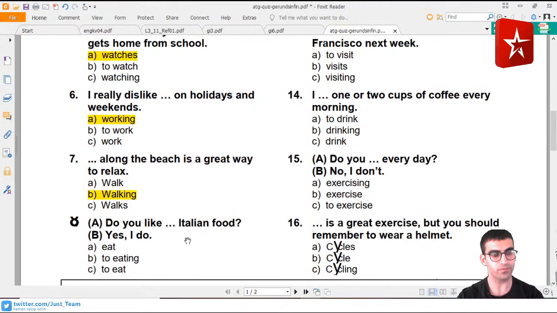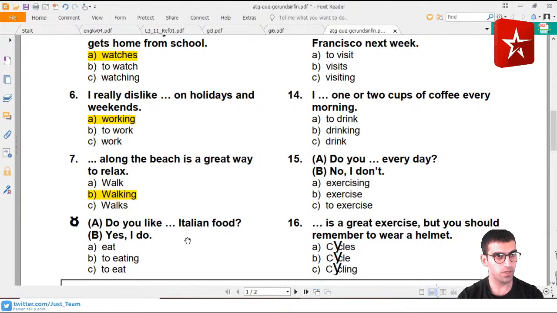And number 8, do you like eating or to eat Italian food? Yes, I do. Number 8, which one is correct? Do you like eat, do you like to eating, or do you like to eat? There are also some verbs that we can use with both infinitive and gerund. So for number 8, Faruk Savaş says to eat. Mehmet says C, to eat.